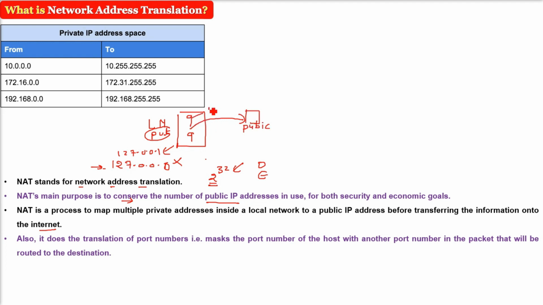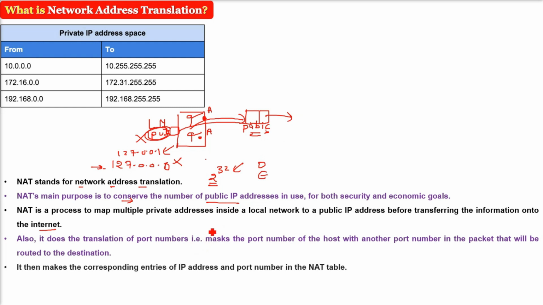Then how are we going to decide, when the packet is coming, which host to send it to? That will be confirmed by the port number, because the IP with the port number will tell you which application, which system wants to get connected to the internet. So the port number of the host is masked with another port number in the packet, which will be routed to the destination or internet. It then makes the corresponding entries of IP address and port number in the NAT table.